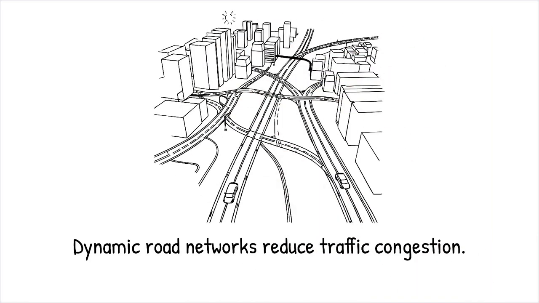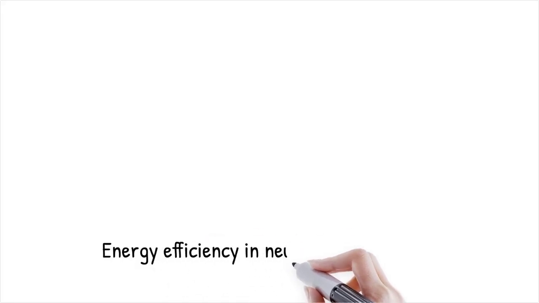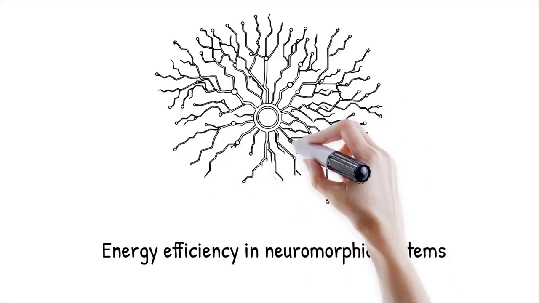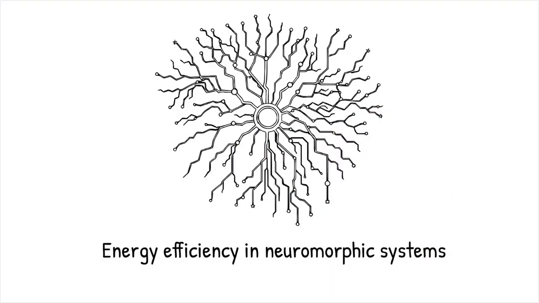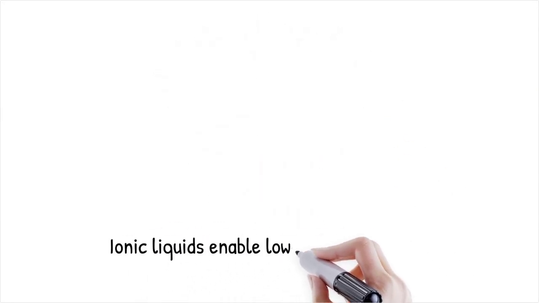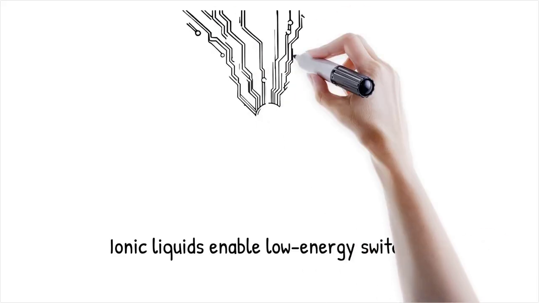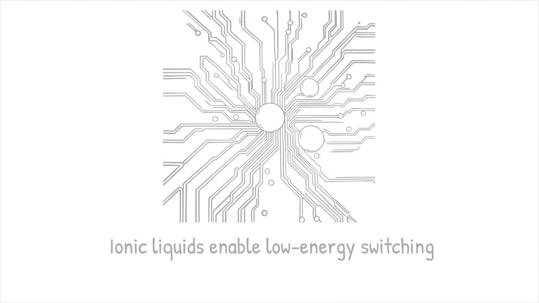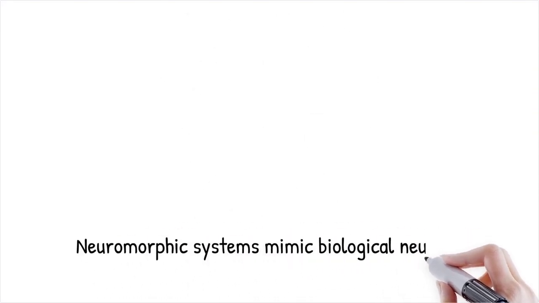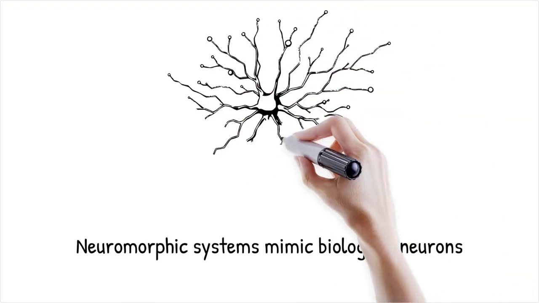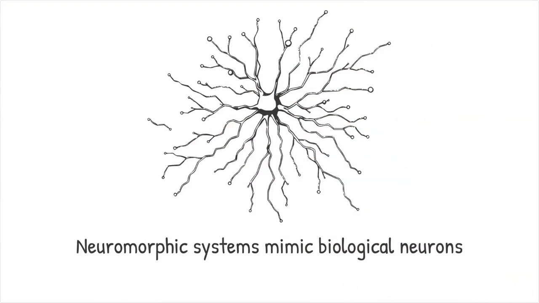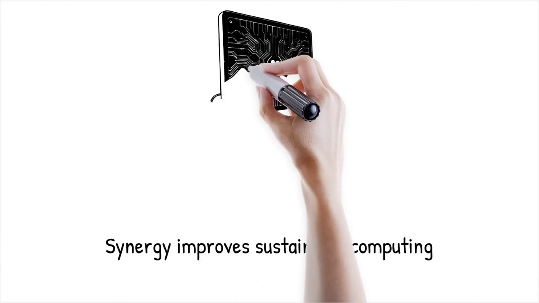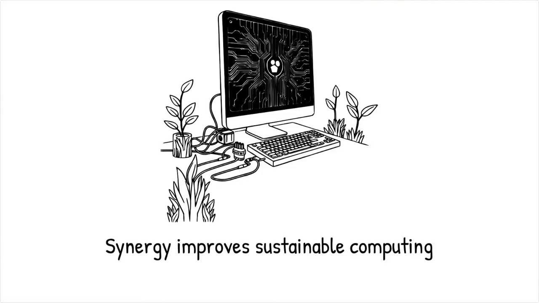Paths are optimized dynamically. Energy efficiency is a key goal in developing next-generation computing systems, and neuromorphic devices aim to significantly reduce power consumption. The use of ionic liquids allows for low energy switching and reconfiguration due to minimal physical movement and low resistance pathways. These systems operate on principles similar to biological neurons, which perform complex tasks at very low energy costs. The synergy between ionic liquids and neuromorphic design offers promising improvements in sustainable computing performance.